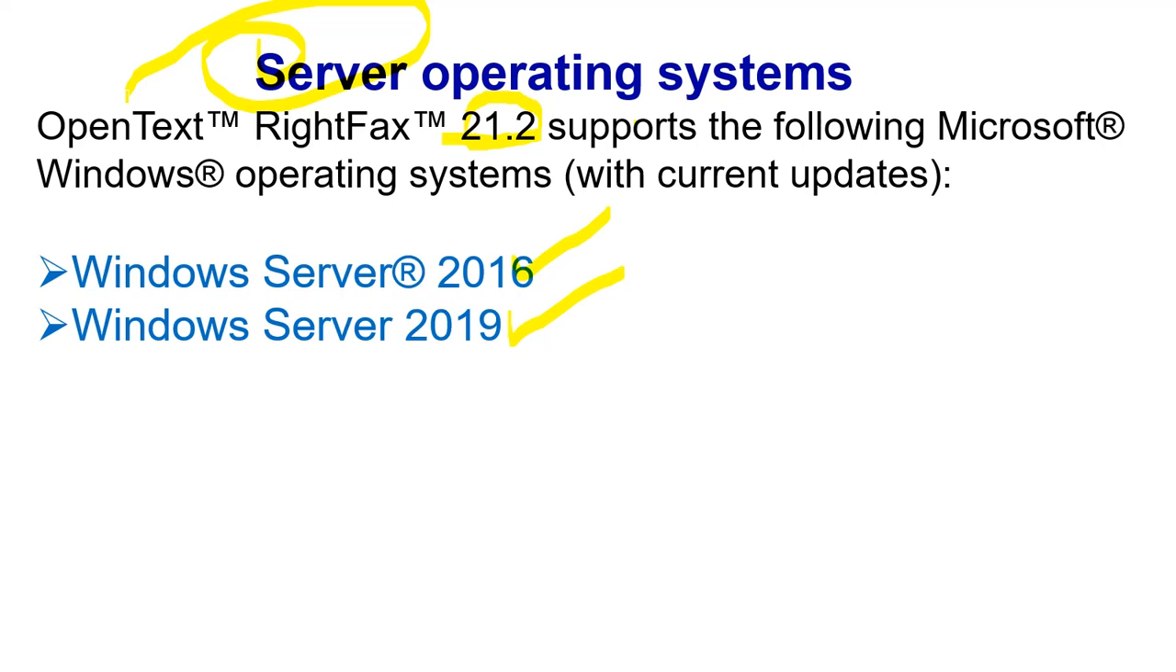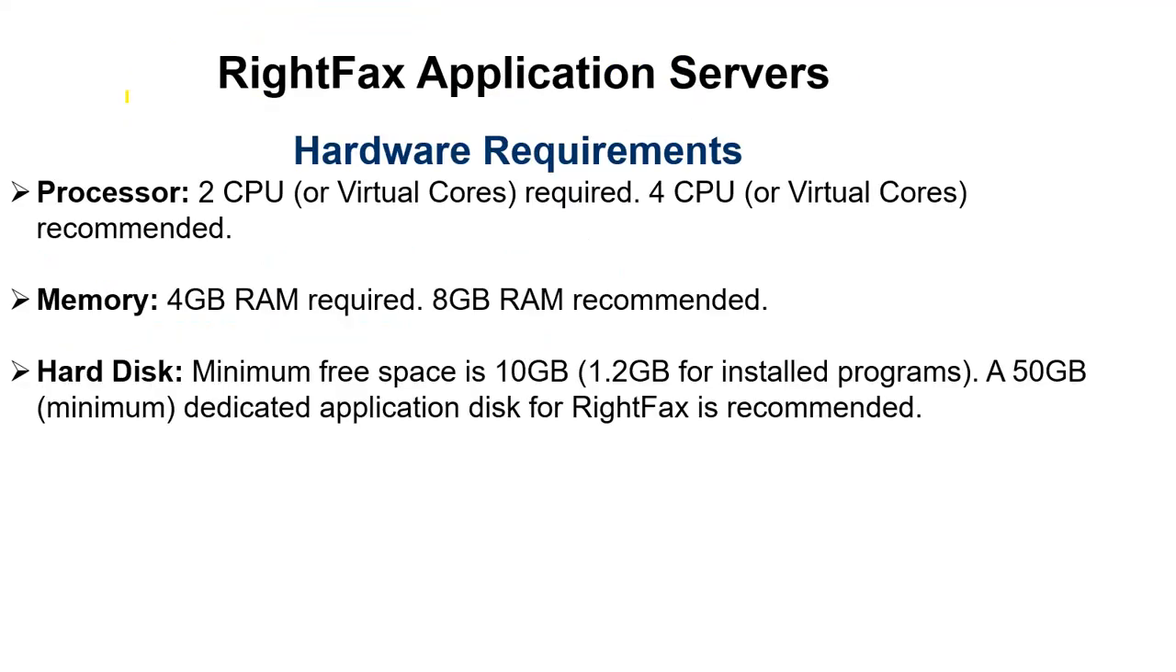Now the next one is the RightFax application server. If we talk about hardware requirements, what is the basic minimum requirement here? It can run on two CPUs or virtual cores, which is the minimum, or four CPUs or virtual cores recommended. You should have this much inside your hardware. And minimum 4 GB RAM is required, but it is recommended to use 8 GB RAM.